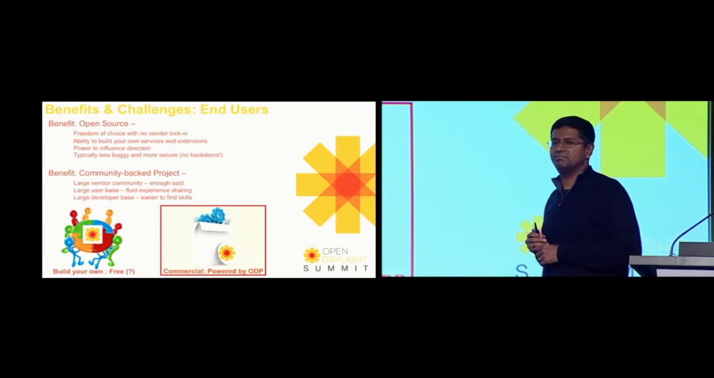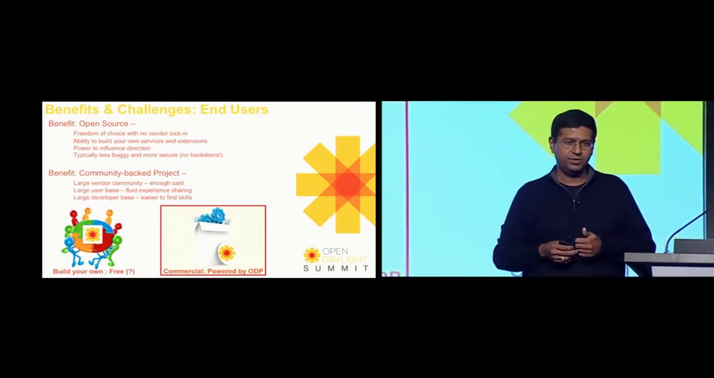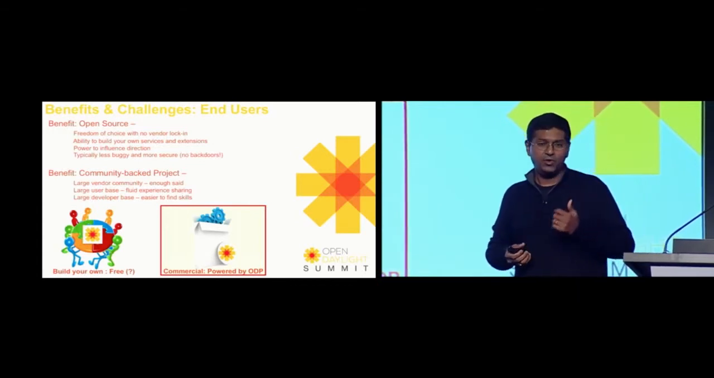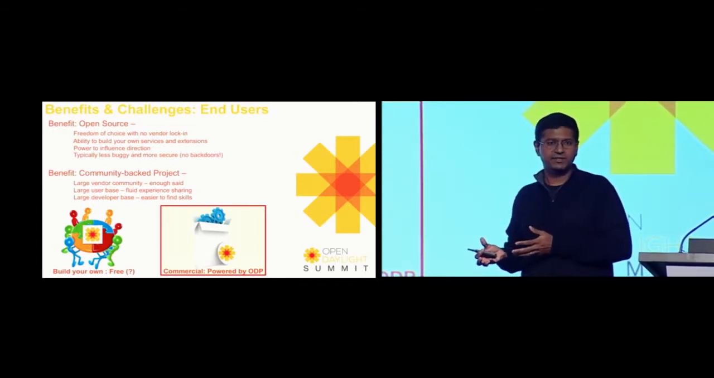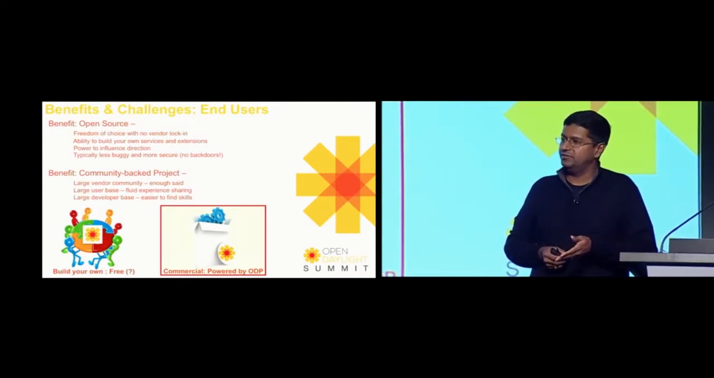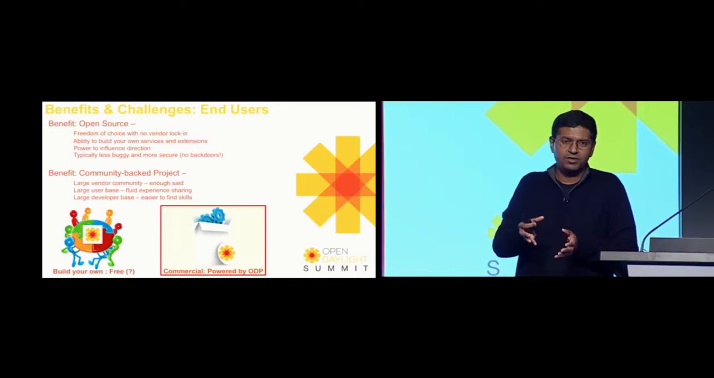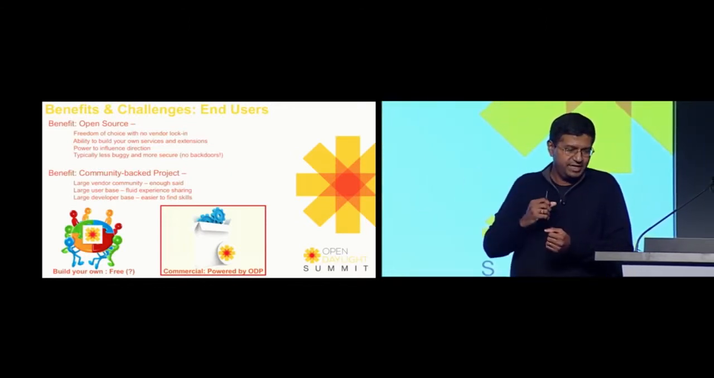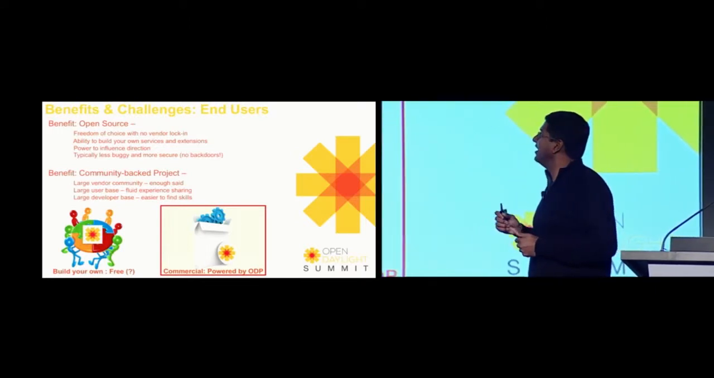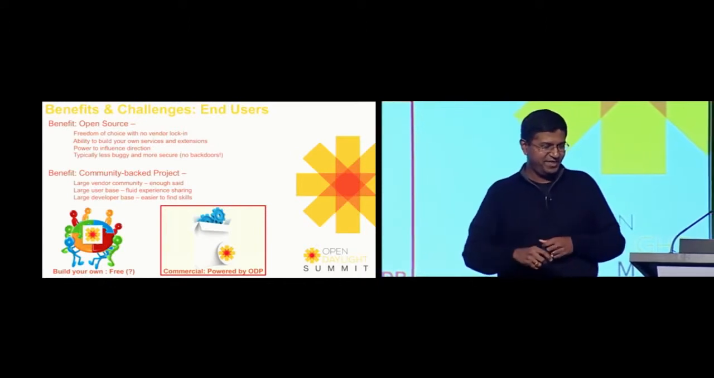All the standard open source benefits apply, starting from freedom of choice with no vendor lock-in, allowing you to build your own extensions in your data center, which pertain to your vertical, power to influence the direction, so you can actually decide what goes into the code because you're part of the community. You don't have to haggle with a vendor to do this. And it's typically less buggy and more secure. No backdoors. That's very, very crucial in this day and age.